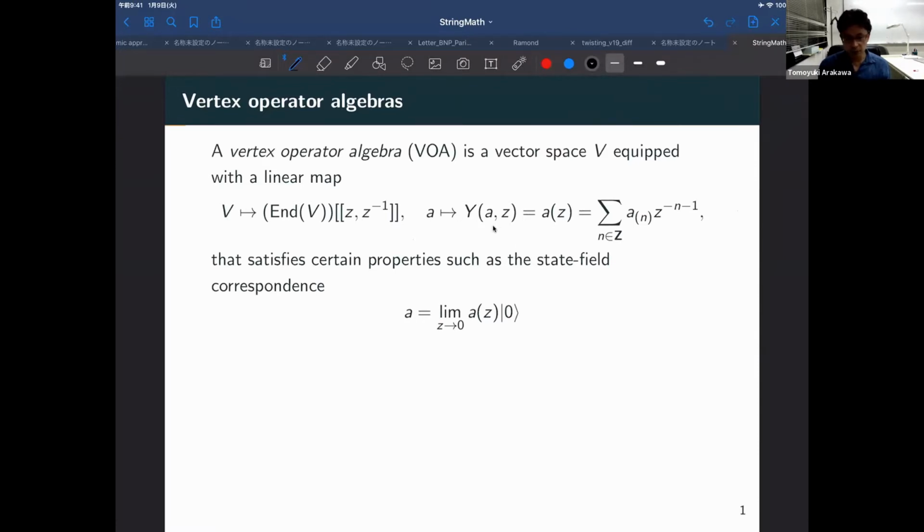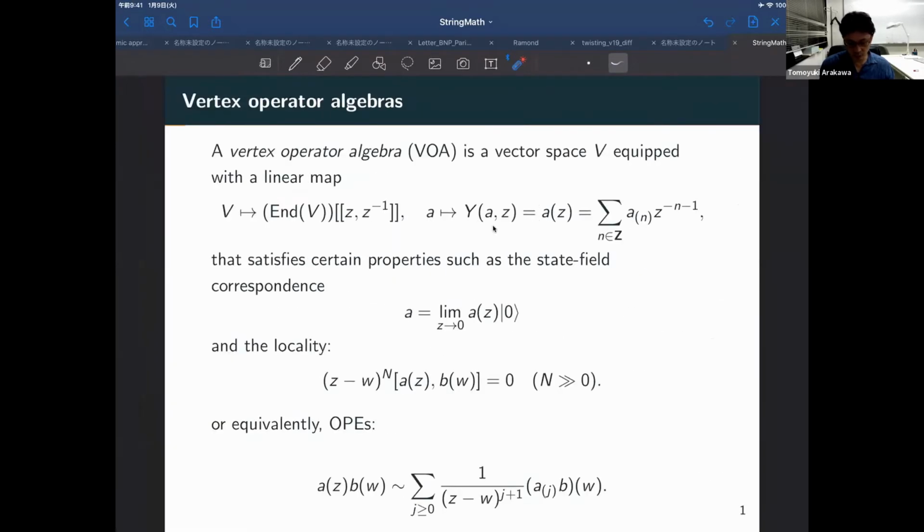And the most important property is the locality, which is equivalent to the OPE. So A(z) and B(w) have an operator product expansion, and this must be a finite sum.